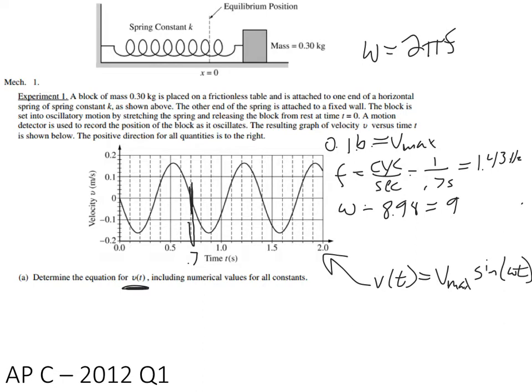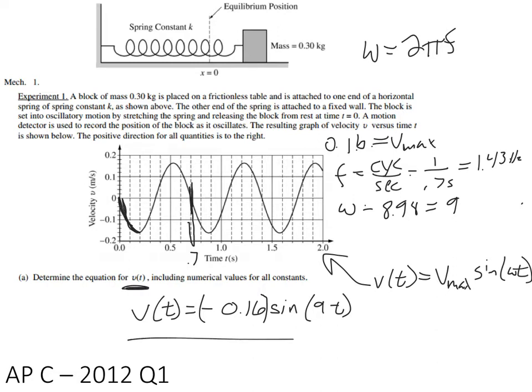So that means that my equation is going to be v of t equals 0.16 sine of 9t. Now, one thing you have to be very careful about is that this isn't complete. If you notice, this graph goes negative first. So it's not a sine graph, it's a negative sine graph. So this is the full equation.